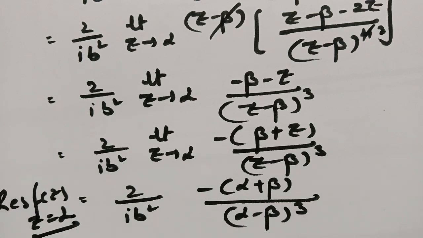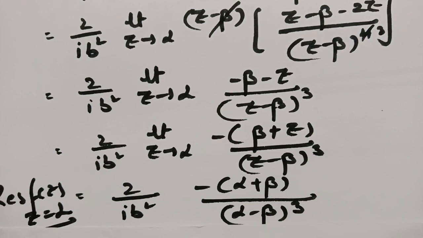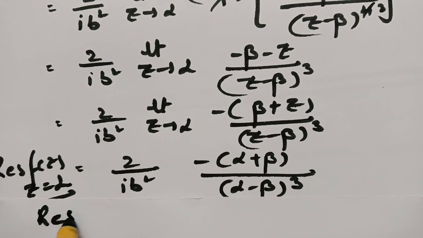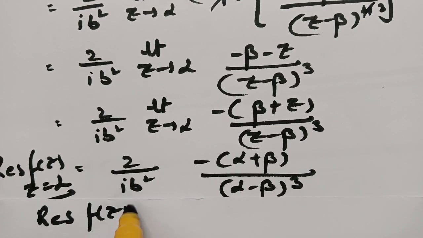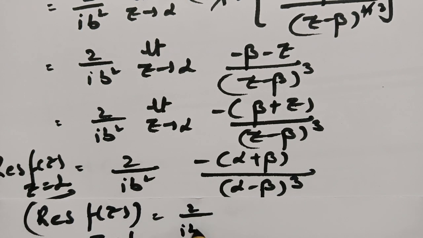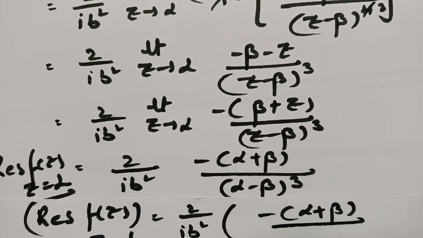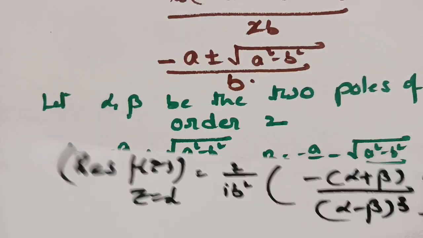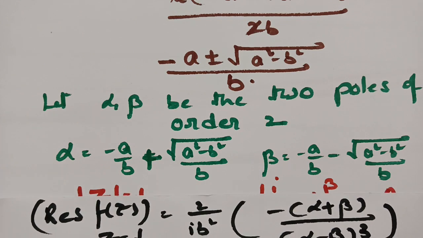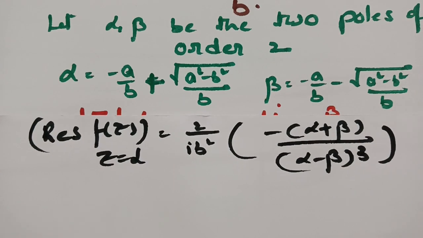So now what is alpha and what is beta? The residue of f of z at the interior pole z equal to alpha we got as 2 by i b square into minus of (alpha plus beta) by (alpha minus beta) whole cube. Clear? Now what is alpha and what is beta? So here is the alpha value and here is the beta value.